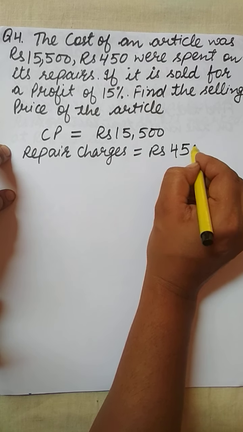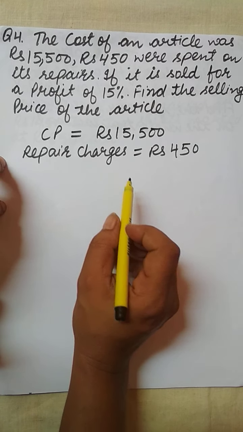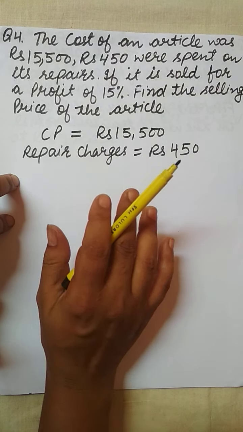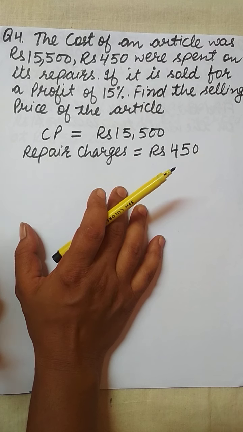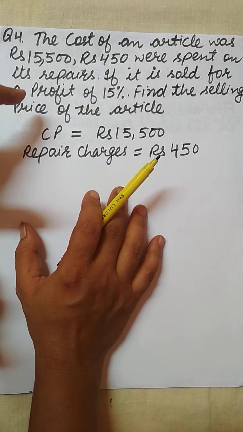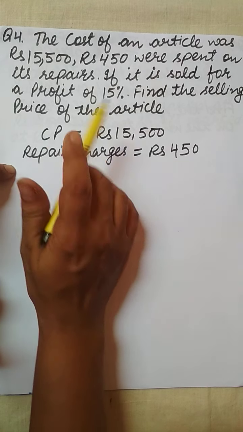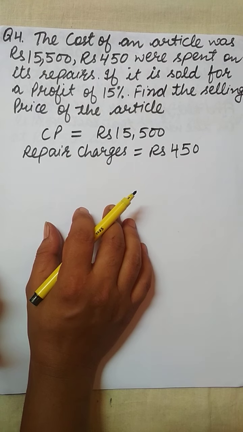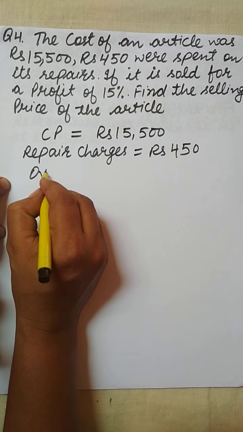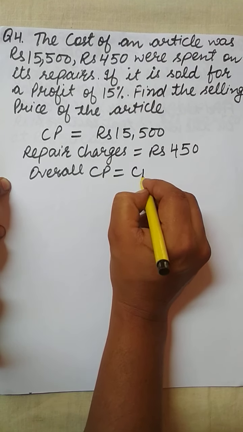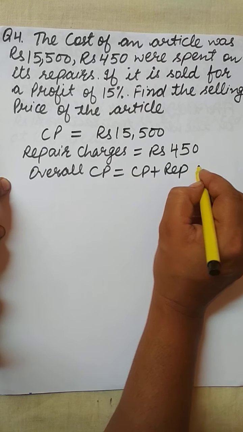rupees 450. Now, basically, the sum of these two is the total amount which is spent on the article. One is in the form of cost price, and after purchasing the article, the person has spent 450 rupees on its repair. So overall cost price will be equal to cost price plus repair charges.